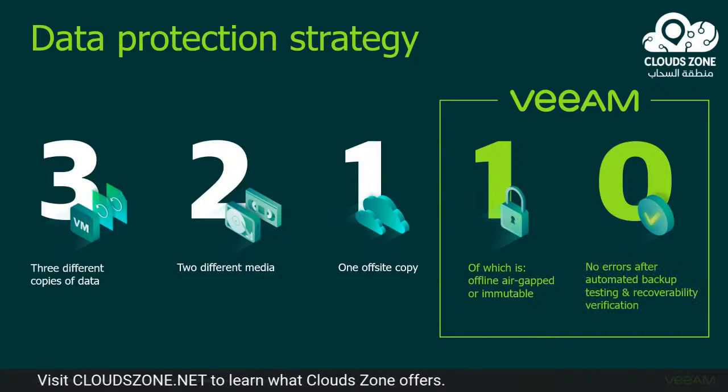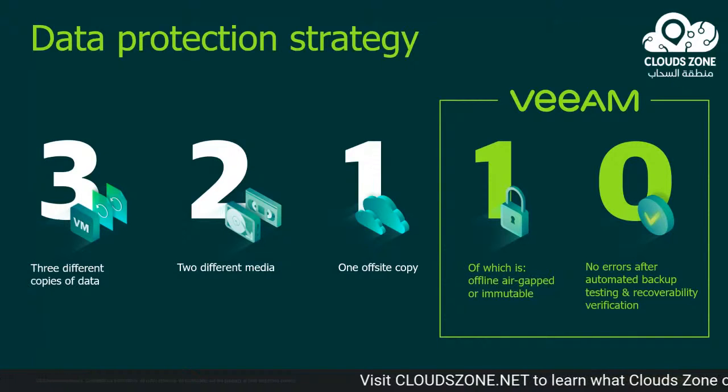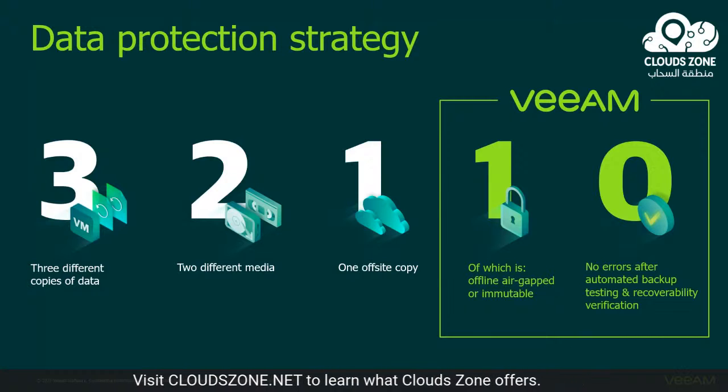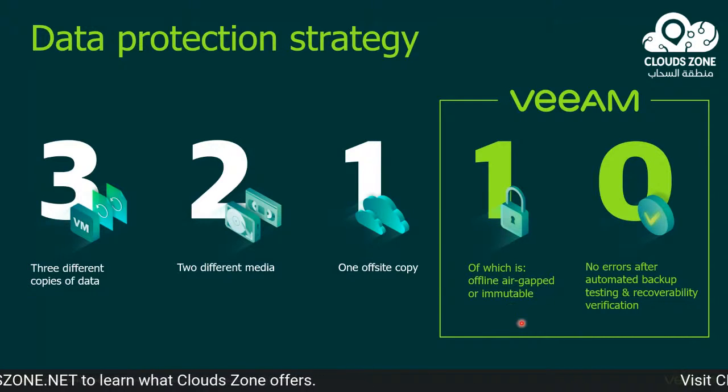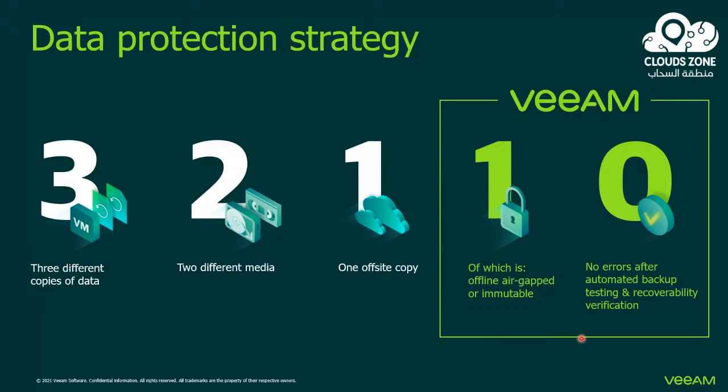So the 1 means to have an ultra resilient backup copy of your data. The backup copy will be protected from ransomware attacks by being offline, air gapped, or immutable. That will guarantee that your backup is protected from attacks. And then to perform automatic recovery verifications, and that's what our SureBackup does. We do recovery verifications, and we make sure that we have zero errors on that backup. So in this case, you can have a complete protection strategy, and you will be 100% sure that your data is protected and recoverable with zero errors.